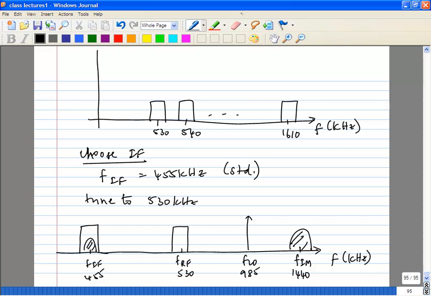If you're going to choose FIF as 455 kilohertz and you want to tune to a different channel, you need a different LO. Okay. So your FLO is going to track your FRF. So if you want the 540 channel, you're going to have to move to 995 and so on.